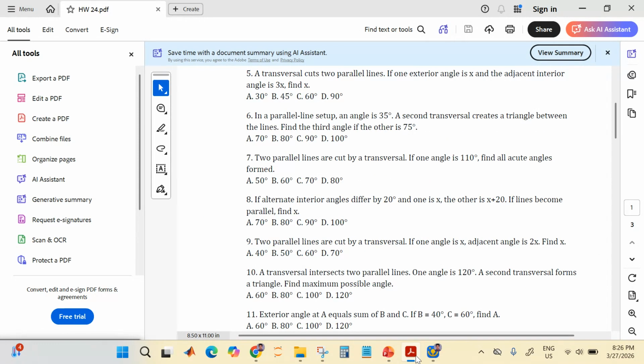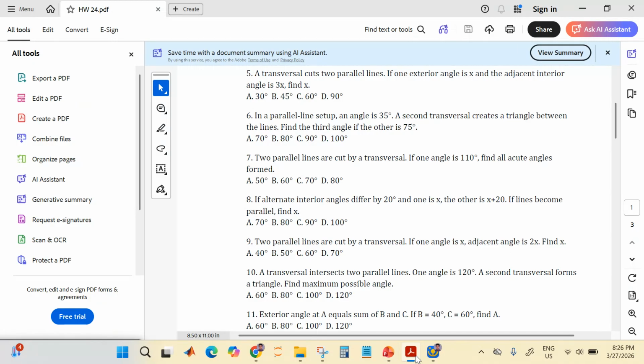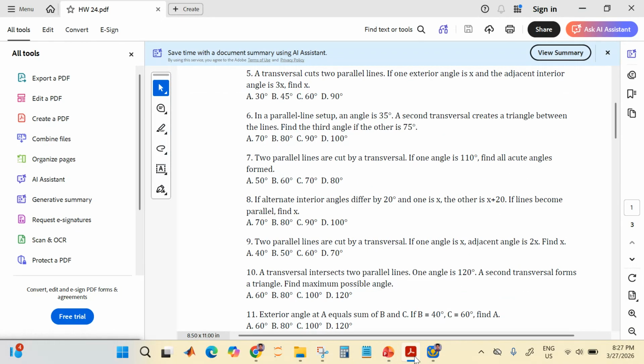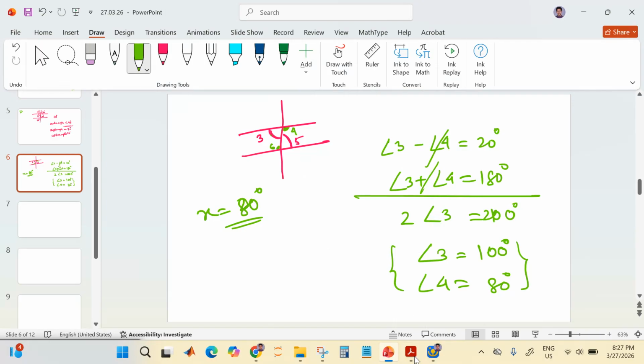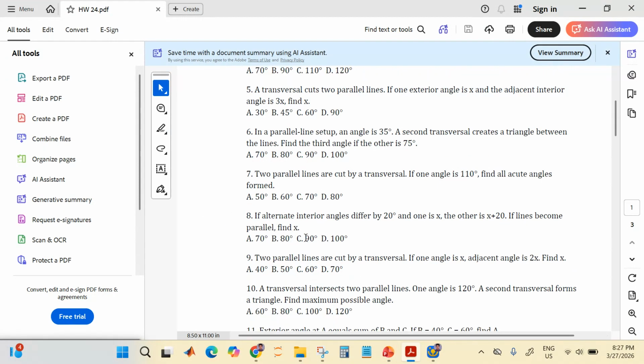The first line is sufficient to find the angles. But it is given that one angle is x, another angle is x plus 20. So the smaller will be x. So 80 degrees is the smaller one, that is x, and x plus 20 means 100 degrees. So what is the value of x? 80 degrees. Since it is given as degrees, you can take it as degrees.